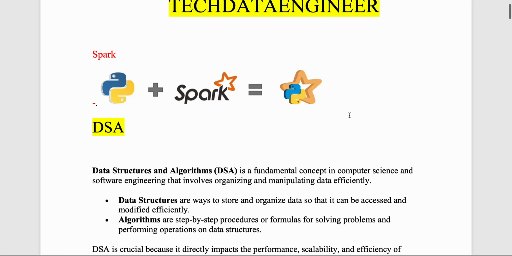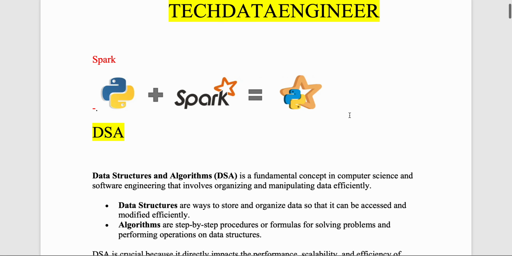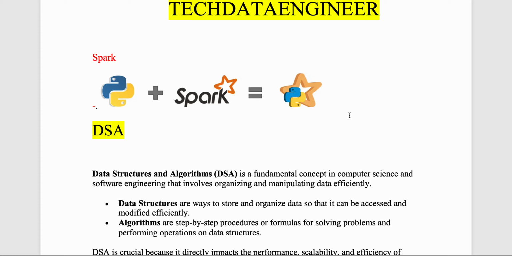So data structures are ways to store and organize data so that it can be accessed and modified efficiently. Okay, so if you are storing any data in any storage system or anywhere, which data structure will you choose? Either you'll choose an array or a list, or you will choose a tuple, or you will store your data in the form of a dictionary so that it will be easier to access. So based on your use cases and your scenario, you have to choose the right data structure so that it can be accessed and modified efficiently. So that's why data structure is important.